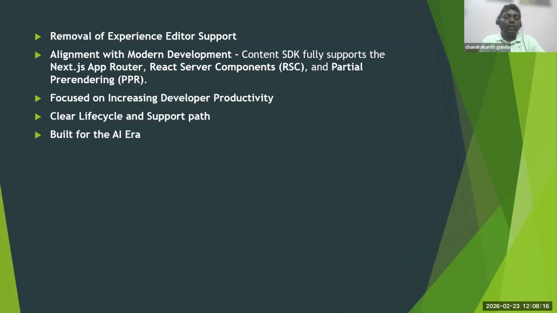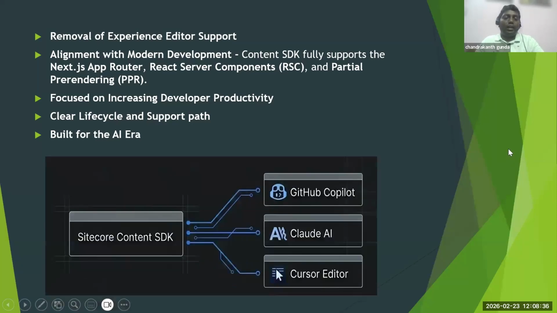Previously, we didn't know when the next version of JSS would come or how long the support would be maintained. But with Content SDK, Sitecore has clearly provided a life cycle and a support path. Content SDK is based on an AI first approach. It contains instructions for GitHub Copilot, Claude, Cursor, and also any search engines. It provides clear indications of how this framework should be used.